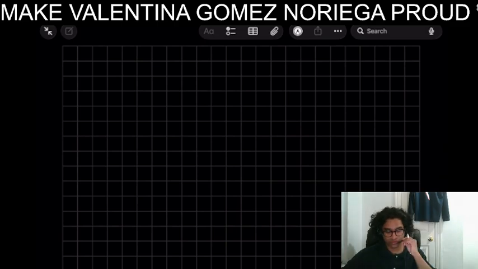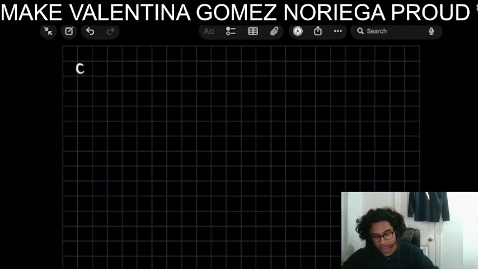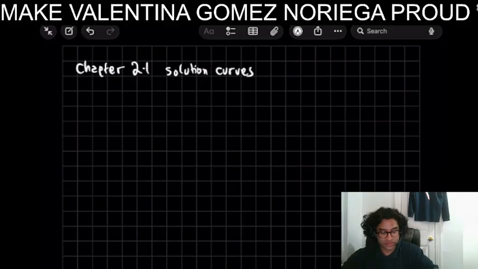The chapter for this is Solution curves without a solution. This is chapter 2.1, solution curves without a solution.